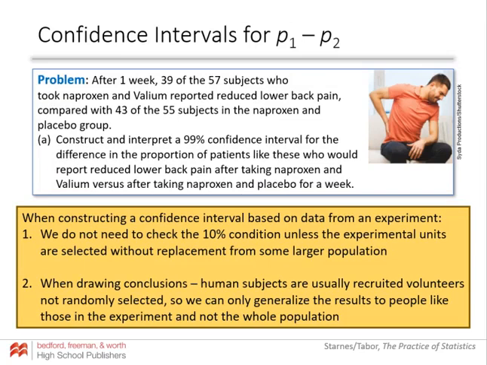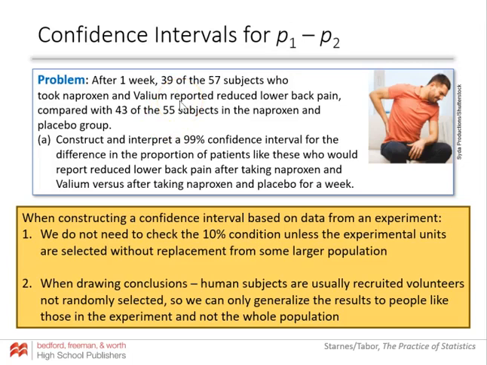And so when we do experiment data, there's 2 things. One is we usually do not need to check the 10% condition because we usually don't pick experimental units from some larger population. Like we have all 57 and we put them in a group and all 55. So we're not like picking from some larger group.